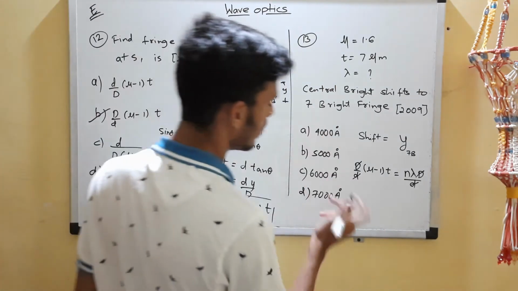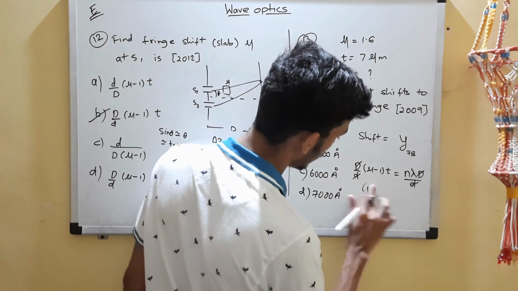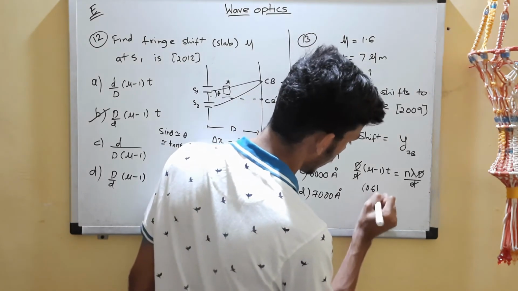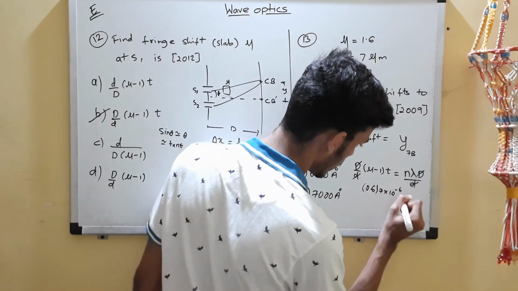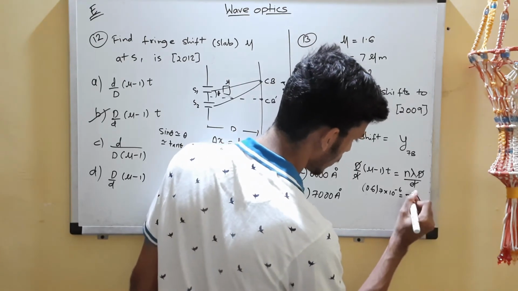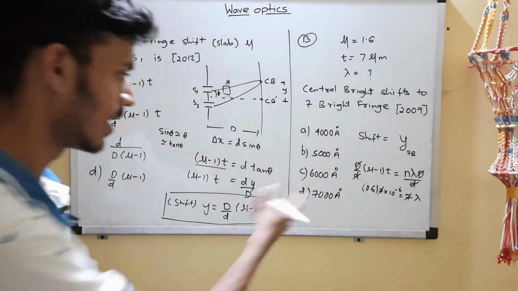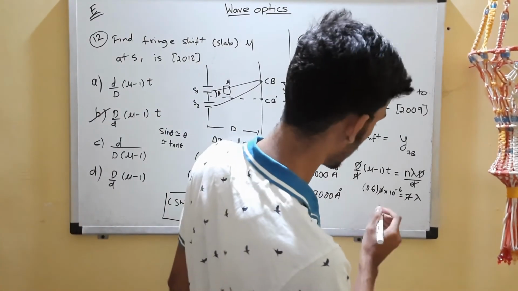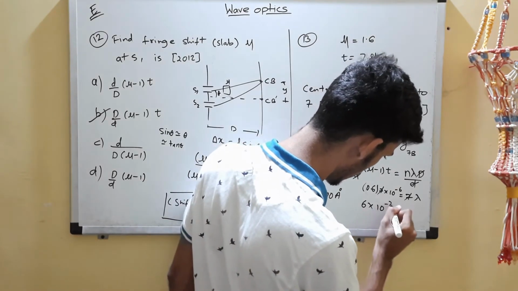N is 7, the seventh bright fringe. Mu is 1.6, and 1.6 minus 1 is 0.6. Thickness is 7 micrometer, 7 into 10 to the power minus 6. N is 7 and lambda we are supposed to find, so 7 and 7 will get cancelled. 6 into, so it will be 6000 angstroms. So 6 into 10 to the power minus 7.